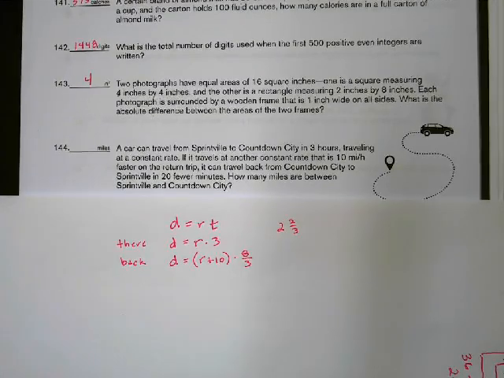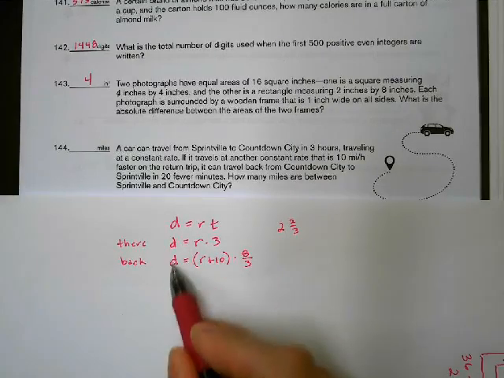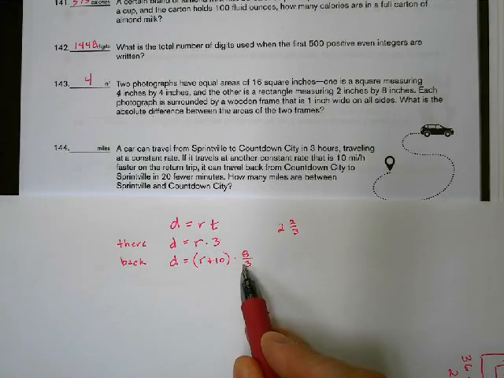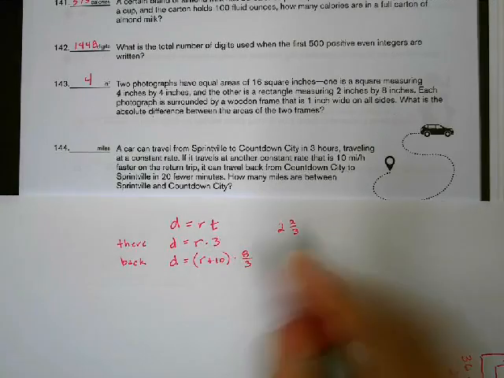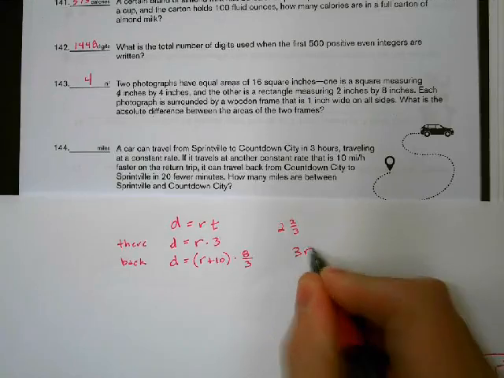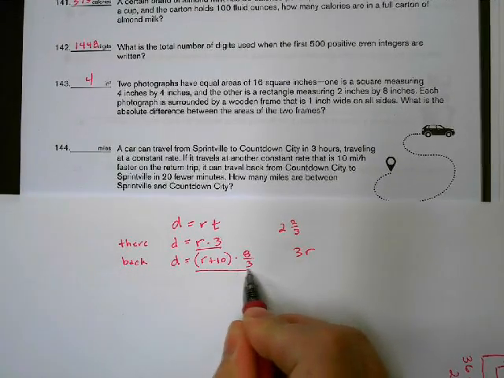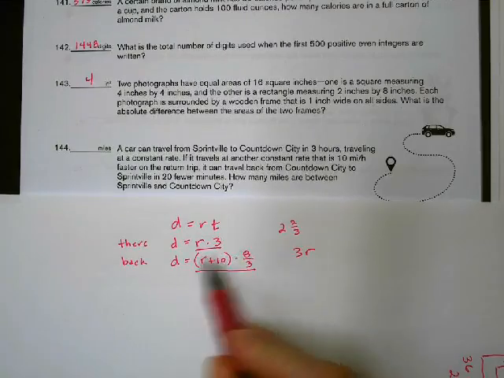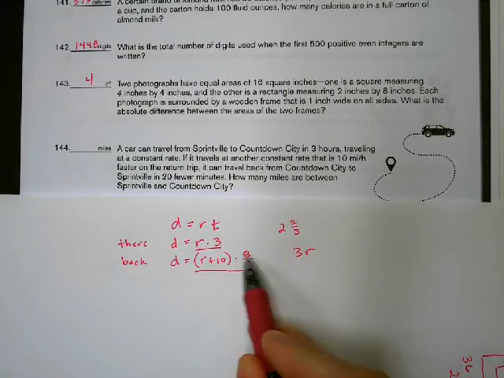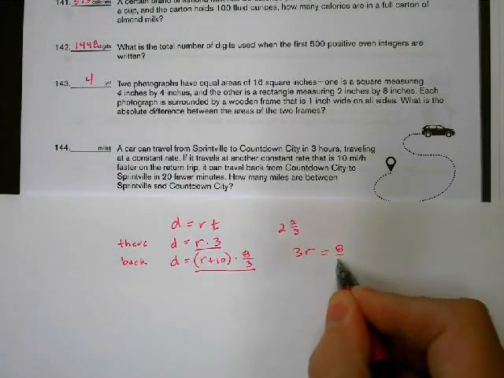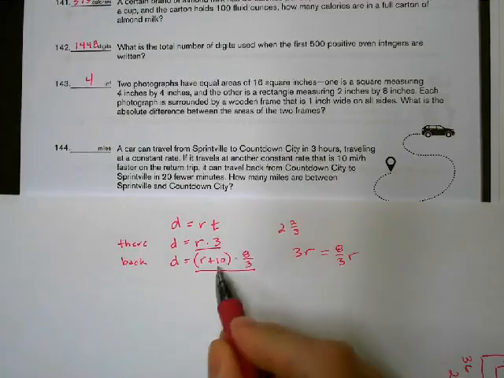All right, so here's what I got. If the distances are the same, the other side of the equation also has to be the same. So now I can write that 3 times R, this part here, is equal to this part here. I'm going to go ahead and distribute this real quick. So R times 8/3 is 8/3 of R. And 10 times 8/3 is 80/3.